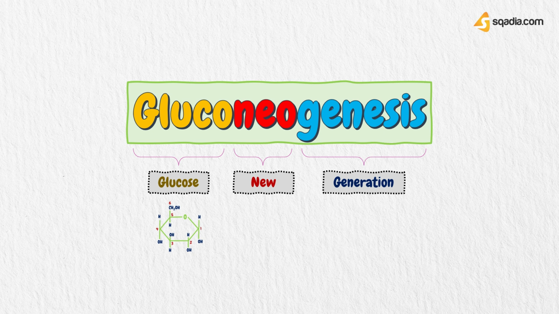And what are these non-carbohydrate sources? They can be lactic acid, amino acids, glycerol, and some of the odd-chain fatty acids. The substrate molecules are derived from breakdown of lipids, carbohydrates, and protein. We will discuss all of them in a bit.